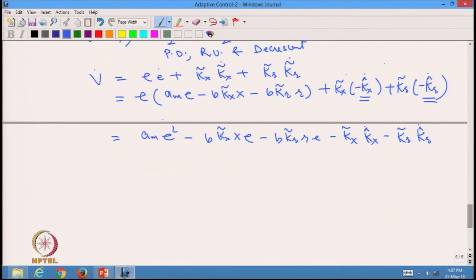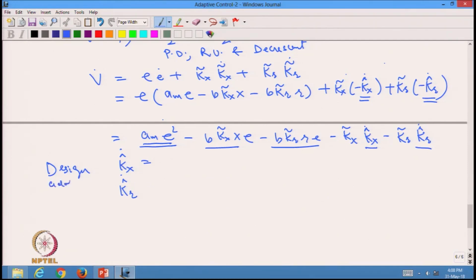So, the next thing that we have to do is to design kx hat dot and kr hat dot, which are our estimators of the controller parameters kx hat and kr hat. How do we design these such that V dot is negative semi definite? Let us look at the expression of V dot again. Here we see that the first term is negative because a m is less than 0, so this term is good for us. The other two terms, we do not really know the sign of, because kx tilde, x, e, r are all time varying and we cannot say what sign they are. So, we would ideally want to get rid of these sign indefinite terms by our design of kx hat dot and kr hat dot, the adaptive laws for kx hat and kr hat.